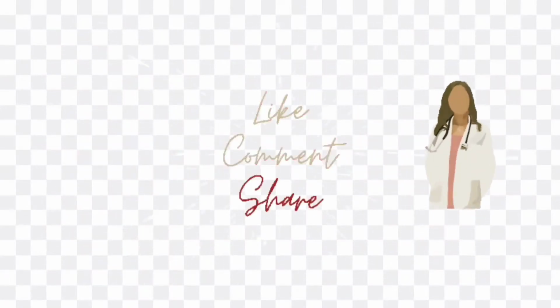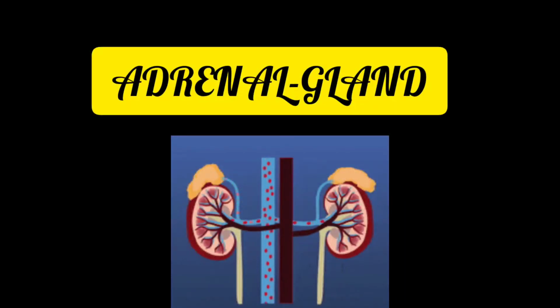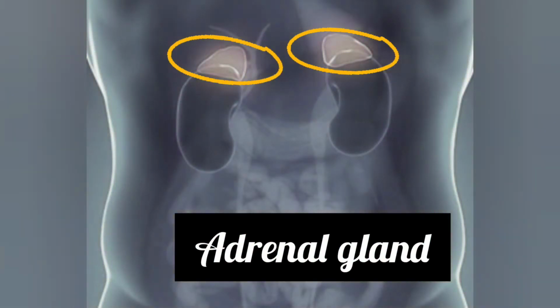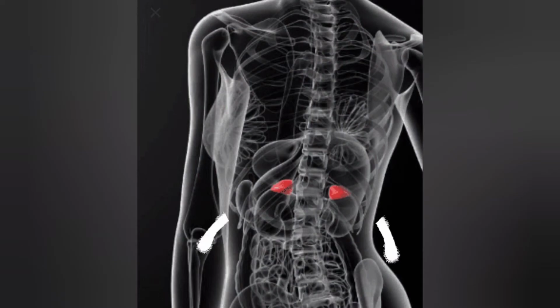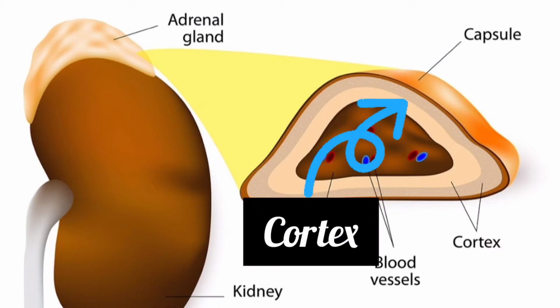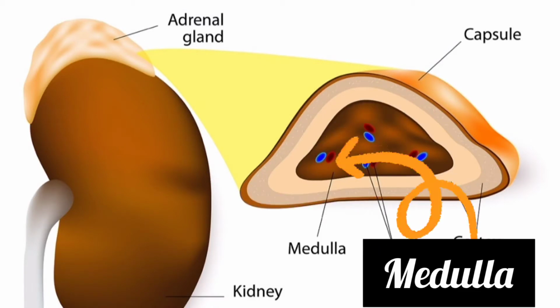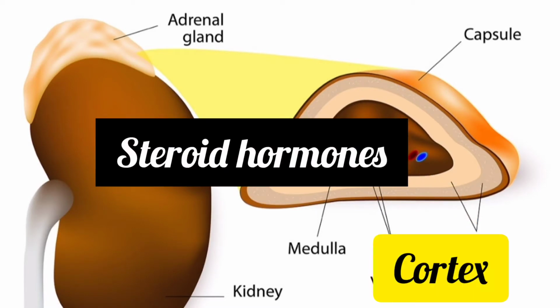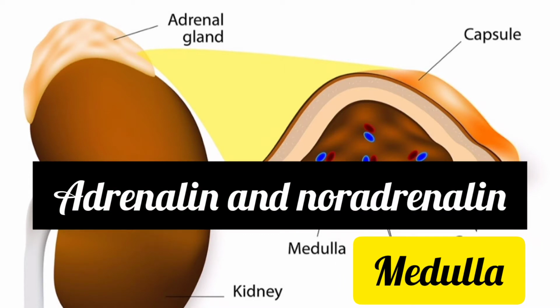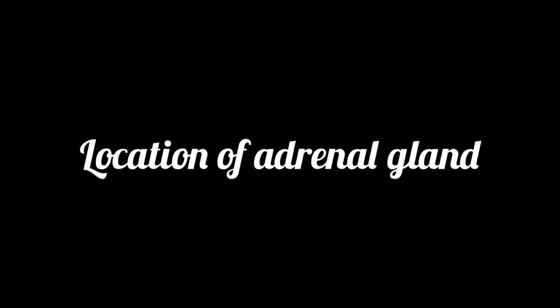Hello everyone, in this video we will learn the anatomy of adrenal gland. Adrenal gland is a pair of endocrine gland. It is located in the posterior abdominal wall on the upper pole of kidney. It has an outer cortex and also an inner medulla. The outer cortex produces some steroid hormones, whereas the inner medulla produces adrenaline and noradrenaline.